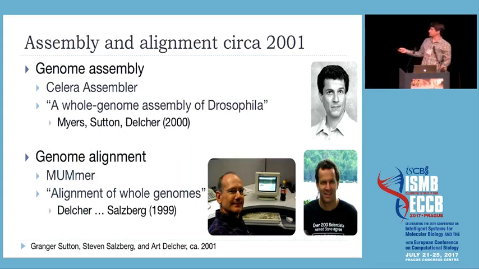The one on the bottom left is Art Delcher, who was the original developer of the Mummer and the Glimmer toolkits for aligning and gene finding in the early microbial genomes. Steve Salzberg, who was leading the bioinformatics team at Tiger at the time. And Granger Sutton, who moved to Celera and did a lot of the fundamental work on the Celera assembler.